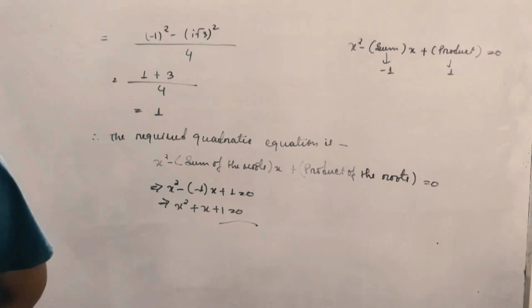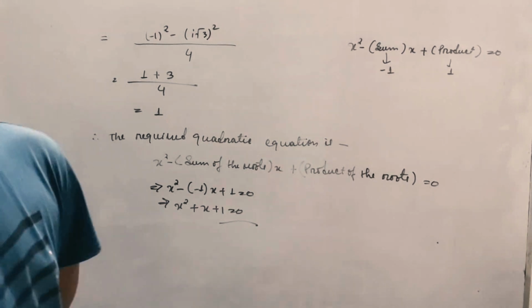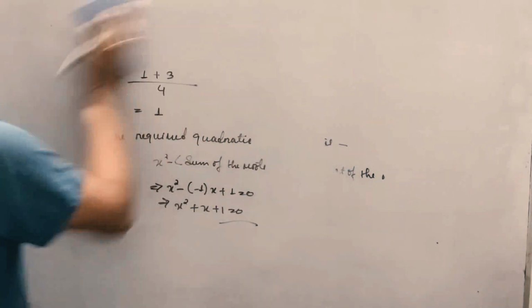So let us move to the next question, that is question number 5. Question number 5 is important. This kind of question usually comes in the exam. So what is given? If x is equal to 3 plus i, then find the value of the expression x to the power 4 minus 4x cube plus 4x square minus 16x plus 16.